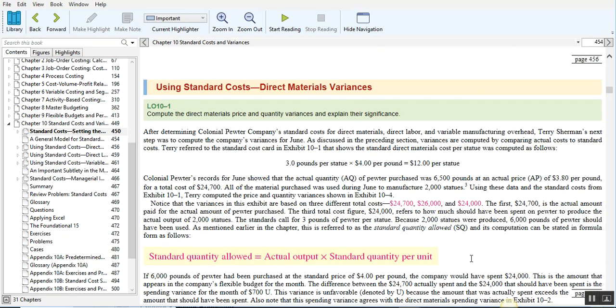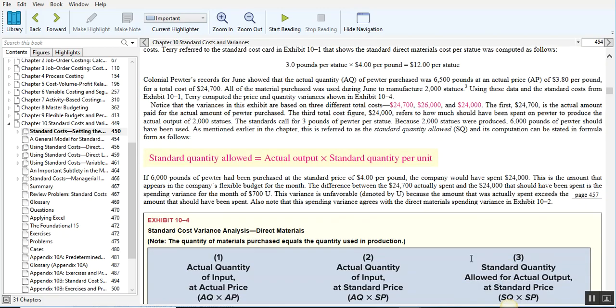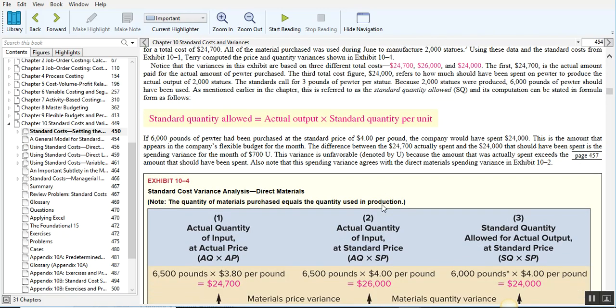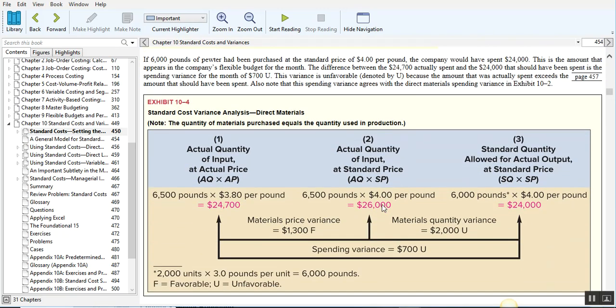Now, when we get to a standard quantity that's allowed, and we're looking at what we think we should be able to utilize to make these products, we're going to have this formula to calculate that. We're going to take the actual output times the standard quantity per unit, which will be established by some form of calculation or understanding or a study or something of that nature.